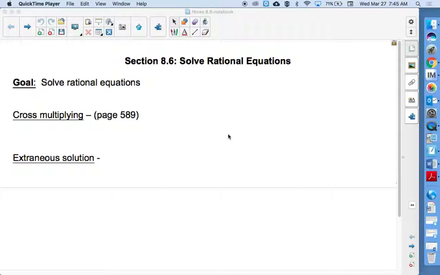So there are two terms to review at the top. And then we'll use the cross-multiplying method to solve rational equations. And then we'll talk about other ways to solve equations. So if you're cross-multiplying, what does that mean you're doing?